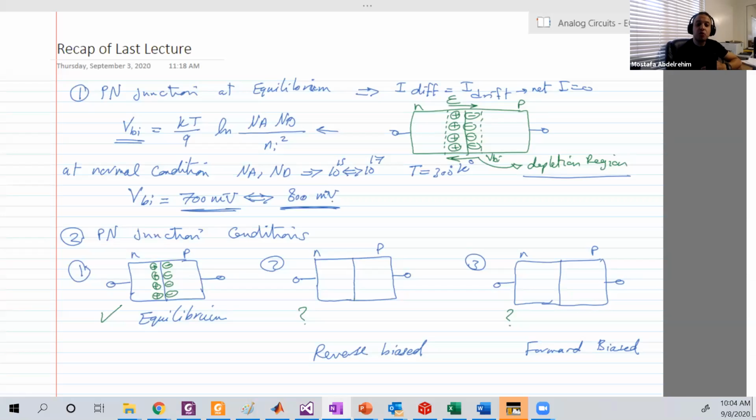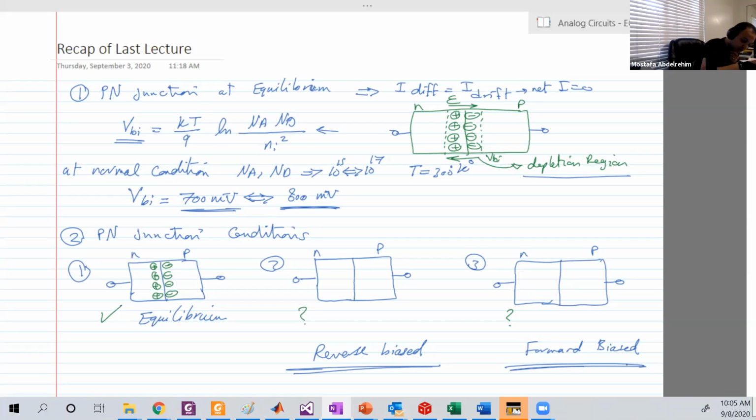And now it's time to explore other conditions in which the p-n junction can work, like the reverse bias condition and the forward bias condition. In equilibrium, there is no connection. There is an open circuit; I don't connect any source to the junction. In reverse bias, I will connect a source, and I will do the same for forward bias, but the polarity of this source will change from reverse to forward.